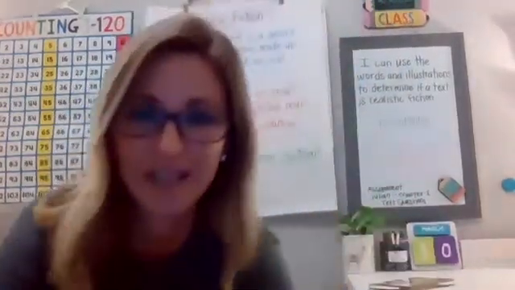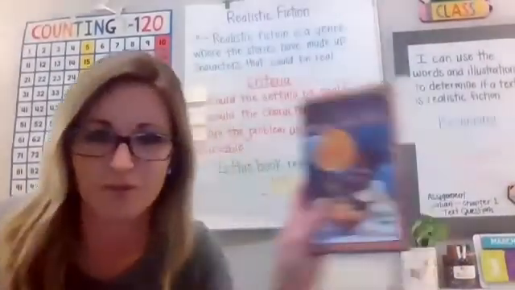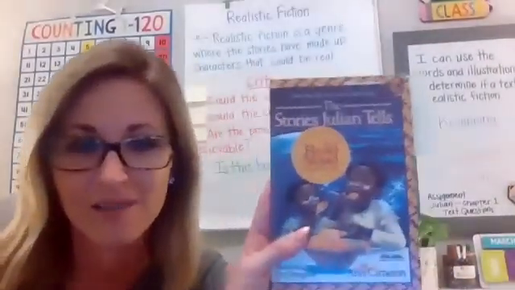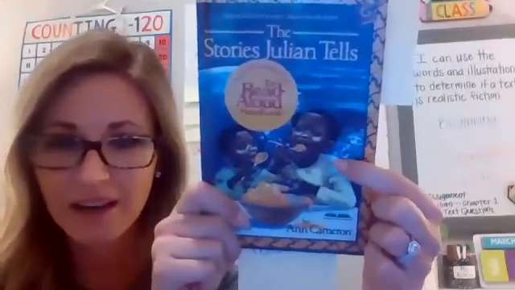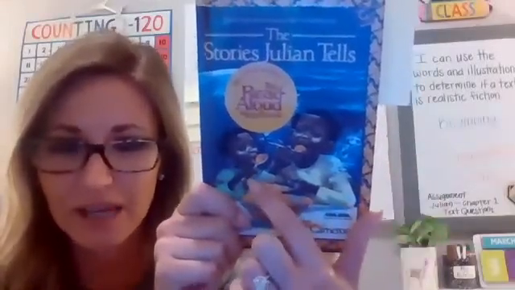All right, so here we go. I told you in one of my last videos that we were starting this book, The Stories Julian Tells. So here is the cover. This is the main character, Julian. Can't get the glare to go away. There we go. There's Julian. He's the main character. This is his little brother, Huey.